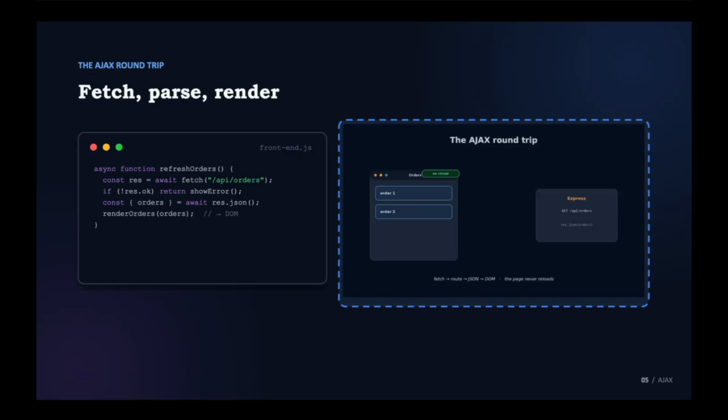One thing to flag: right now the route is returning a hard-coded array. It is faked, which is exactly the problem MongoDB solves.